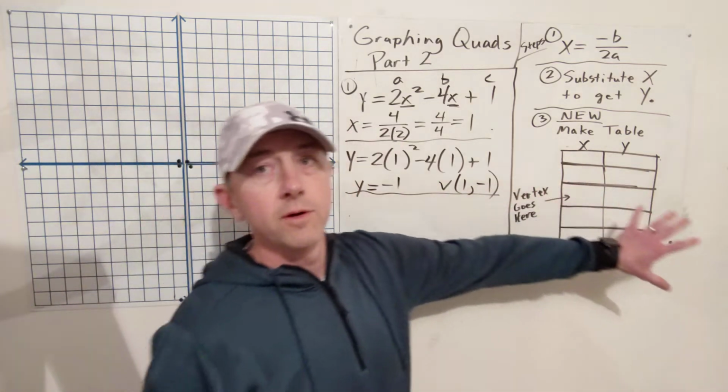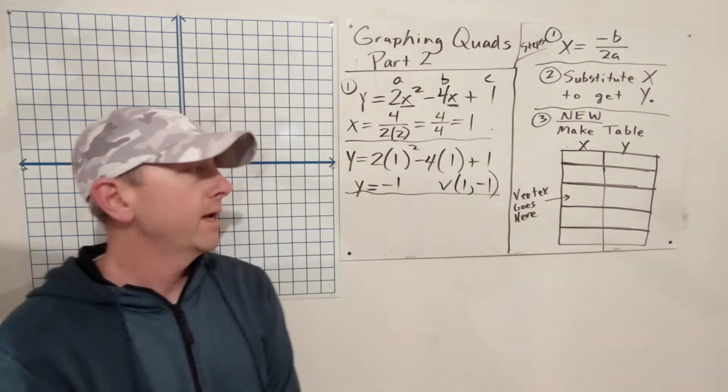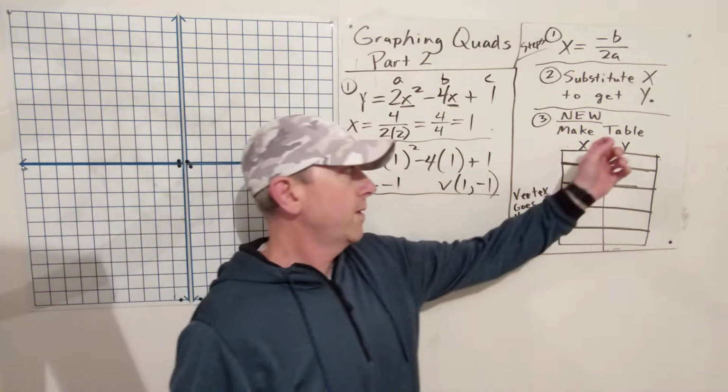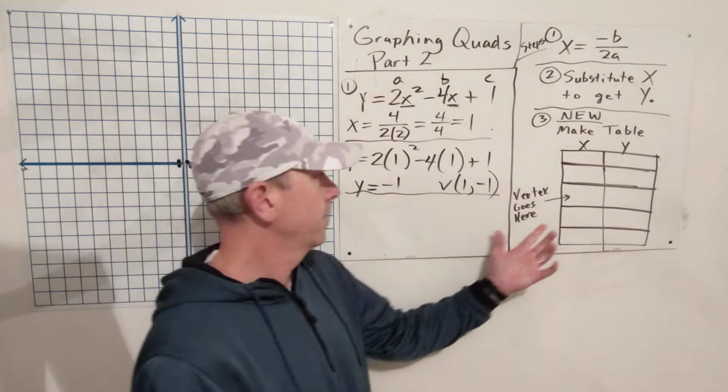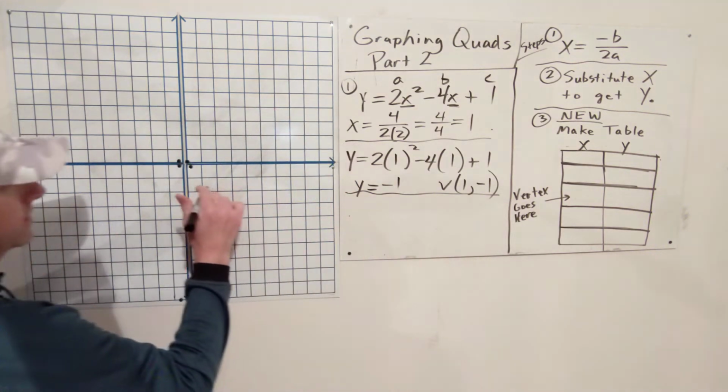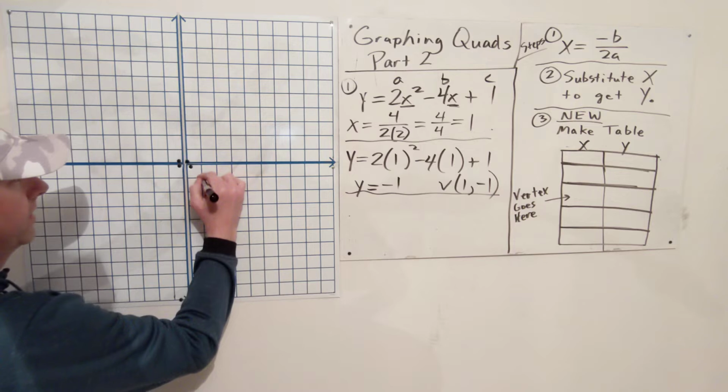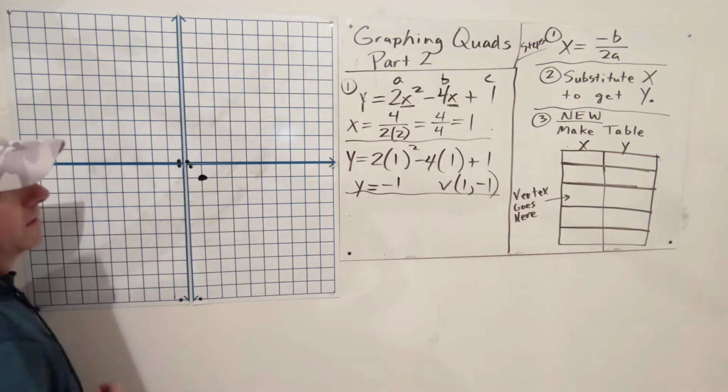Right, and that gets us to our new step today, which is to make a table. Right, it's going to be an XY chart. The vertex, we always want to go in the middle, because if we were to plot the vertex over here, which I talked about yesterday at 1, negative 1, that's right here.